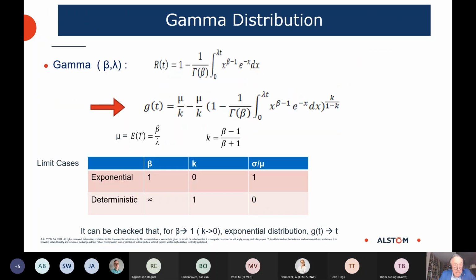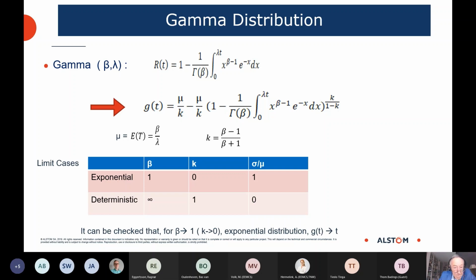And then gamma: reliability function, G function, expectation. K is a simple formula, beta minus 1 over beta plus 1. Of course, it's not the same beta as for the Weibull, but it's still the shape coefficient of the gamma. And we also see that in the limiting cases, when beta is equal to 1, we have the exponential, so k equals 0. And when beta goes to infinity, k goes to 1, and it's the deterministic case.